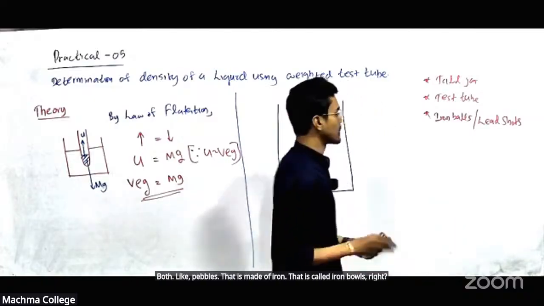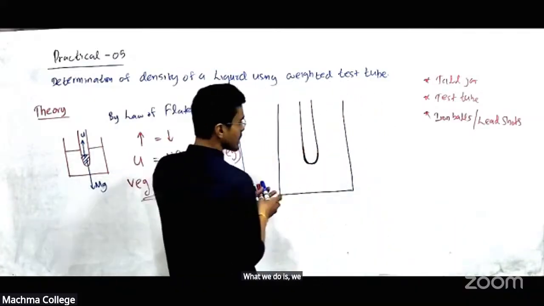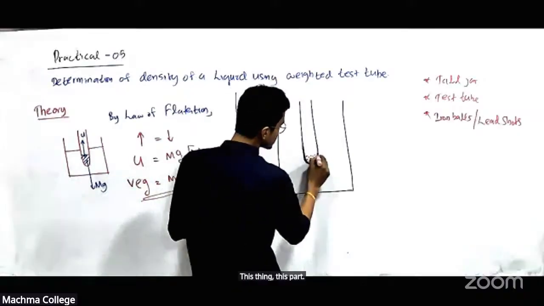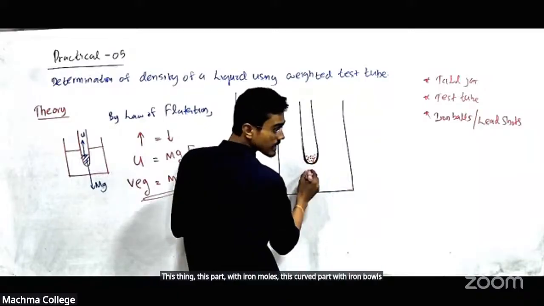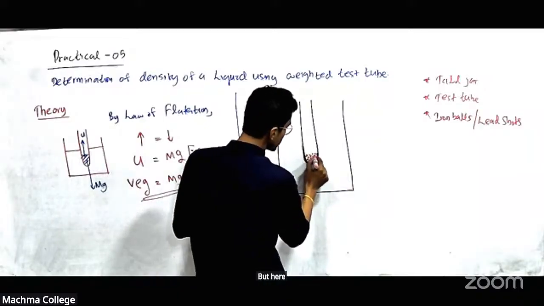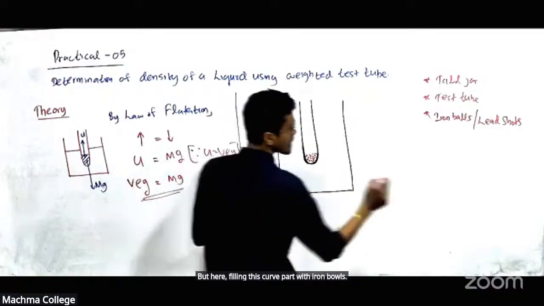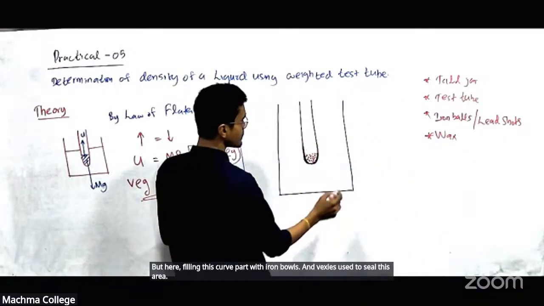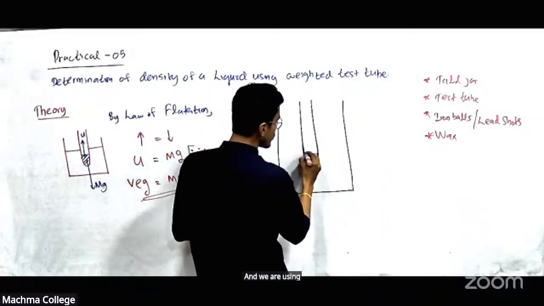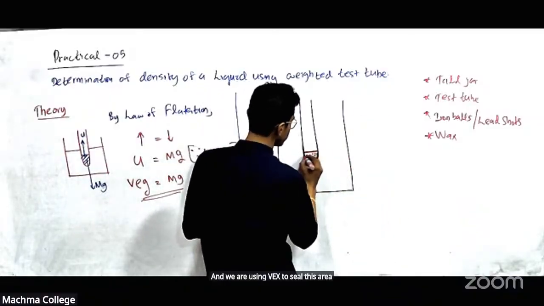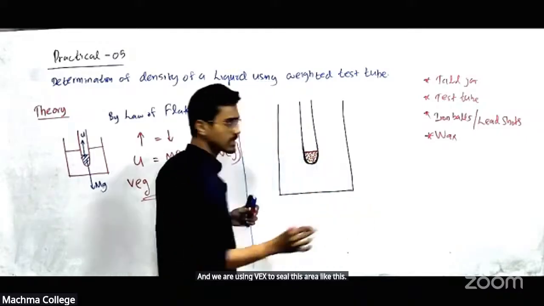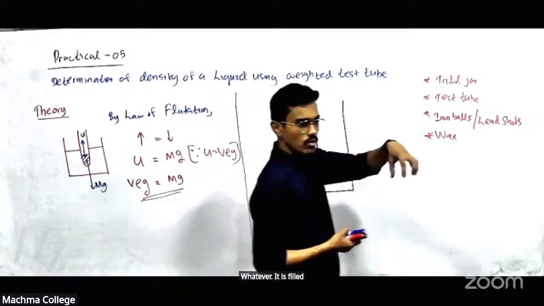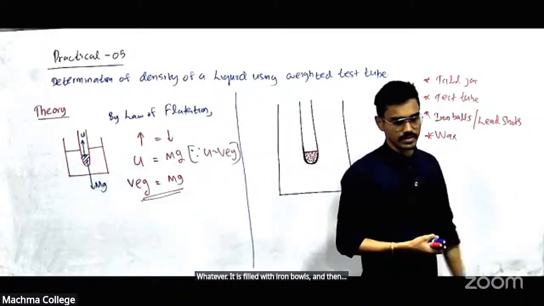What we do is, look at here, we are filling this curved part with iron balls, and wax is used to seal this area. We are using melted wax to seal this area like this. Iron balls are put in and sealed. Got it? It is filled with iron balls and then sealed with wax.